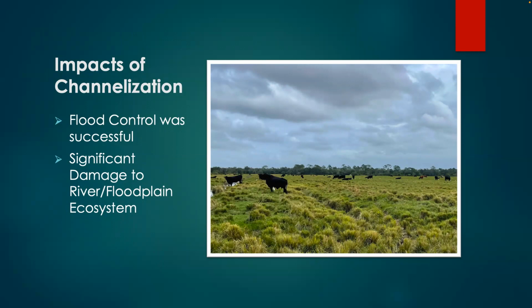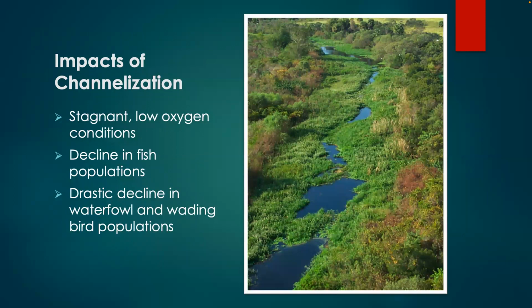Also, this picture here is the remnant river channel. So remember I said the canal dissected right down the middle. Well, that cut off the flow of the water in those remnant channels. They were almost like mud puddles sitting off to the side.